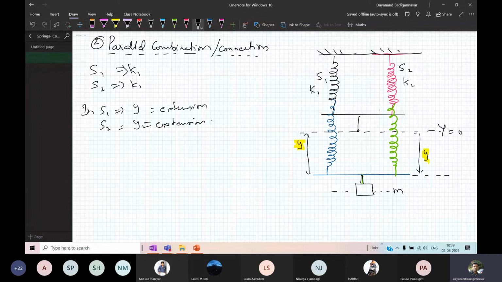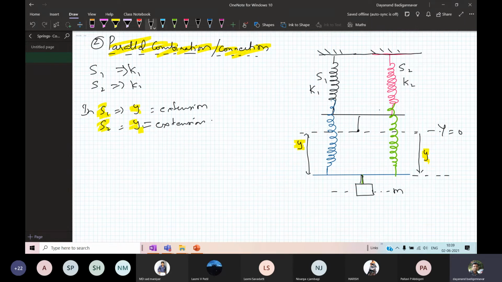In the previous case, we had a different connection, series. Therefore, S1 was extended by Y1, S2 was extended by Y2. But here, it is a parallel connection. Since in parallel, a common mass is hanged. Mass is common. So therefore, the extension is the same in both the cases. Extension in S1 is Y1, extension in S2 is Y2.